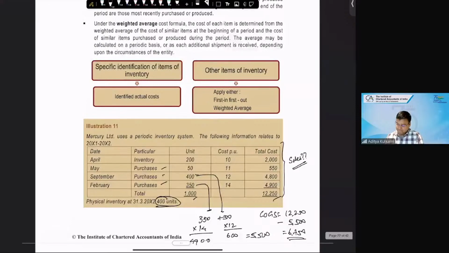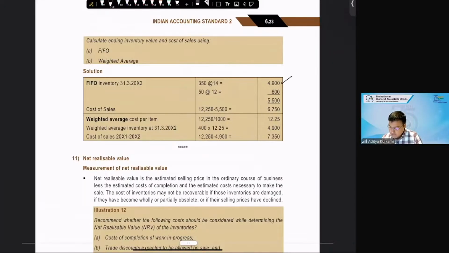Everyone? Have you understood this part? FIFO? Yes. All right. Jeannie has confirmed. Okay. Karthik, did you understand? Okay. Coming to weighted average.